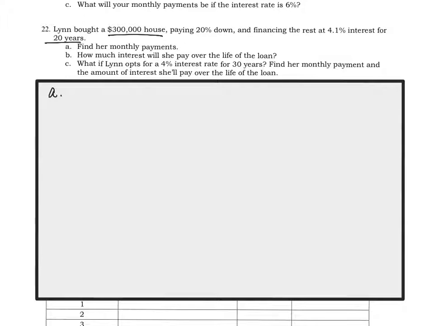So you could either find 20% of the $300,000 and subtract that amount from the $300,000, and then that would give you the amount of your loan. Or you could figure out that you are actually borrowing 80% of that $300,000. It doesn't matter to me one way or the other what you do, okay? So let's go ahead and find the 20%.